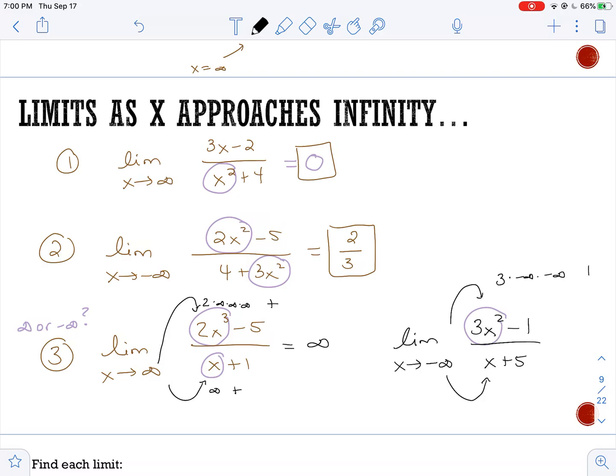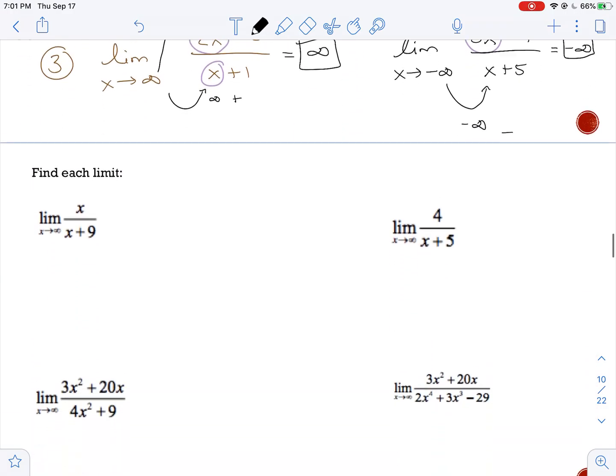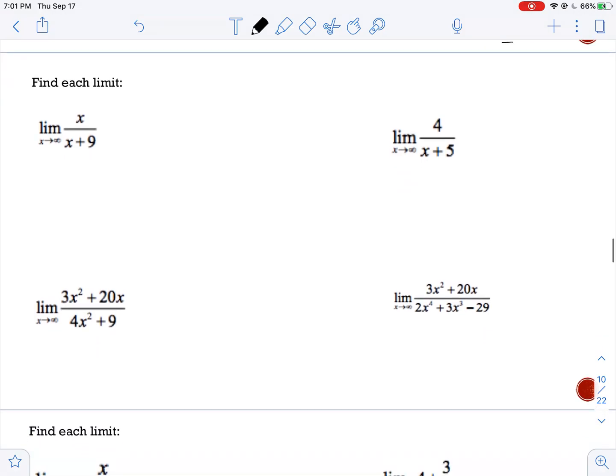So if I plug in negative infinity in for both of those x's, I'd get 3 times negative infinity, which would be a positive answer. And then I would get negative infinity plus 5 on the bottom, which would still be negative. So I have a positive over a negative, which is a negative. So in this case, it would be negative infinity. So that's how you could do limits as x approaches infinity for irrational functions.